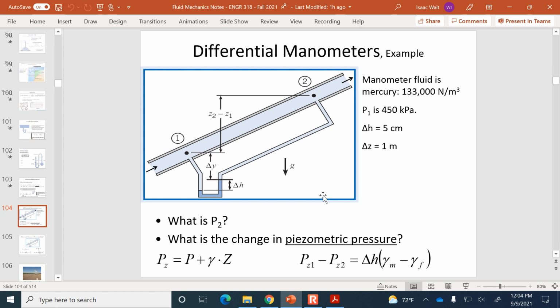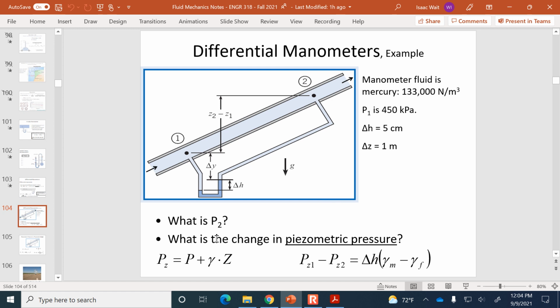If it's horizontal, pressure downstream is always going to be lower. If it's vertically inclined, the pressure downstream will always be lower. But if it's inclined on a downward slope, it could go either way. Does that make sense?